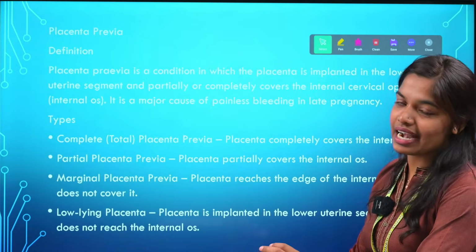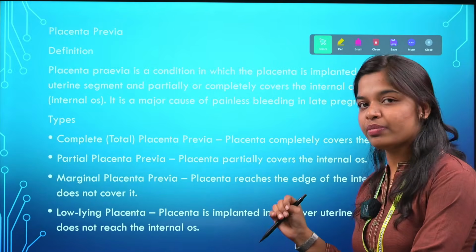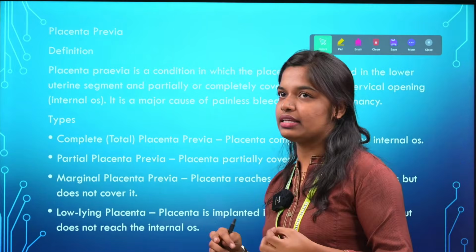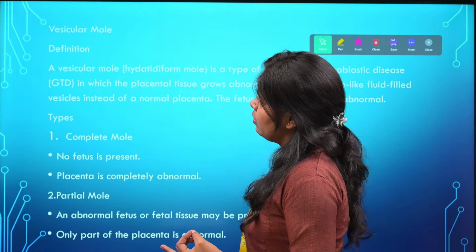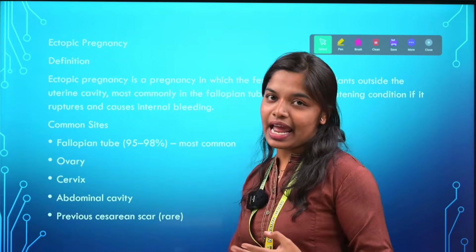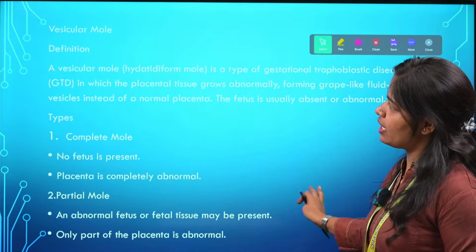This is regarding bleeding in the time of pregnancy. Bleeding in pregnancy includes abortion, vesicular mole, and ectopic pregnancy.